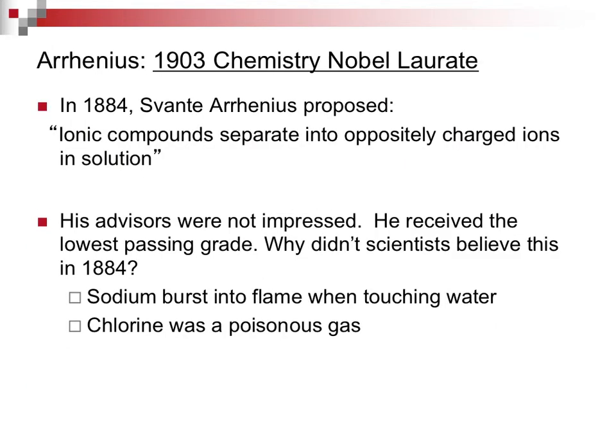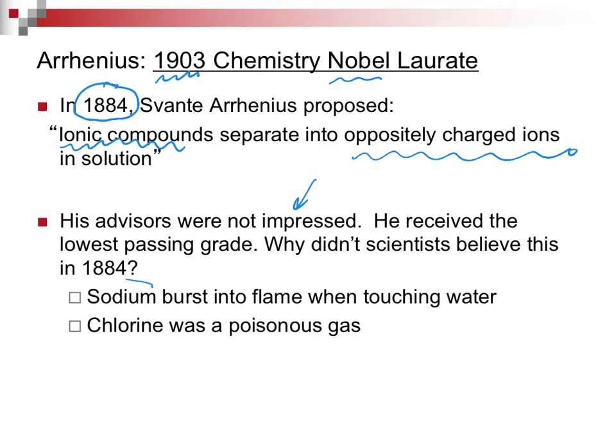Let's get started with Arrhenius. In 1903, he won the Nobel Prize in Chemistry, but in 1884, he proposed that ionic compounds separate into oppositely charged ions. And look what I wrote next. His advisors were not impressed. He received the lowest passing grade. Why didn't scientists believe this in 1884?